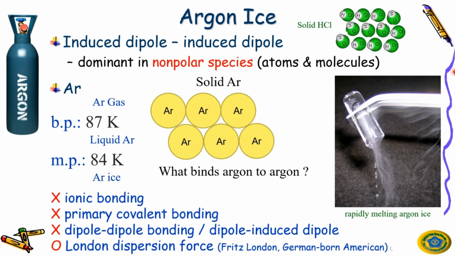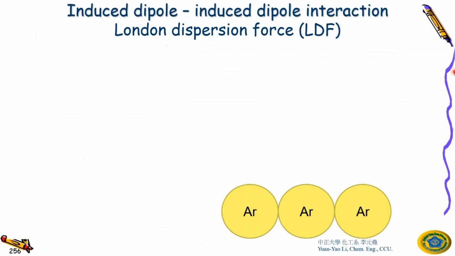So when you have nonpolar species, a dipole can also be created. Why? This is what we try to explain to you. It's called London dispersion force, LDF for short. Why? You know, electrons are in motion. So electrons move in the atoms with time, right? It can be time 1 here, time 2 here.